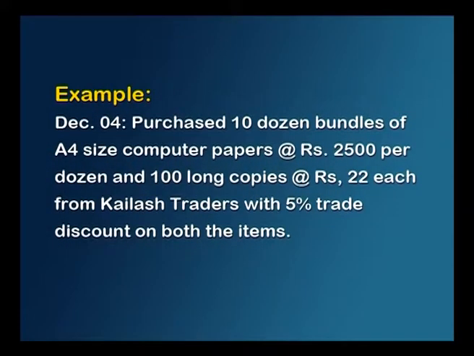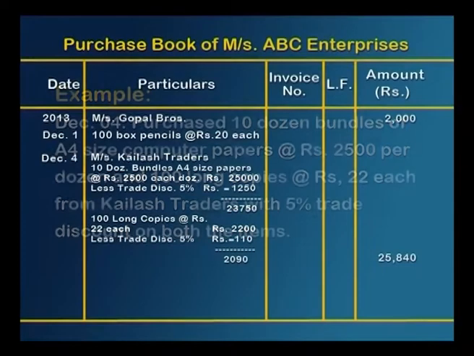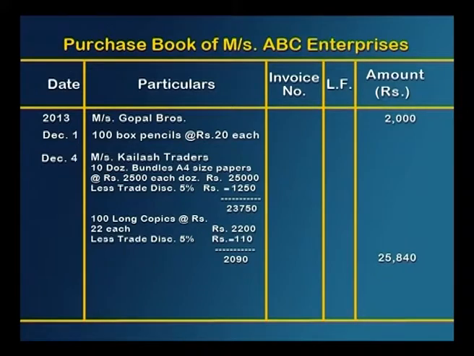Third transaction is for December 4. This is regarding purchase of stationery and long copies on credit. So, it is recorded. Let us observe it in the purchase book. First, the date is mentioned in the date column, that is December 4. Then in the particulars column, you can observe the name of the party, Messrs. Kailash Traders. Details of item, 10 dozen bundles of A4 size papers at the rate of 2500 each, 25,000, mentioned in the particulars column only.